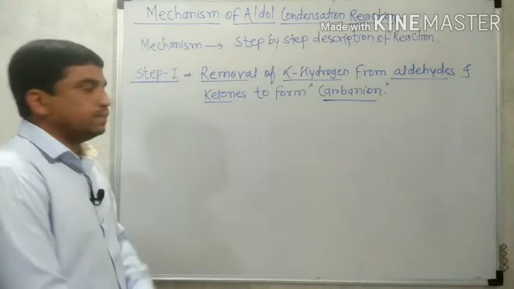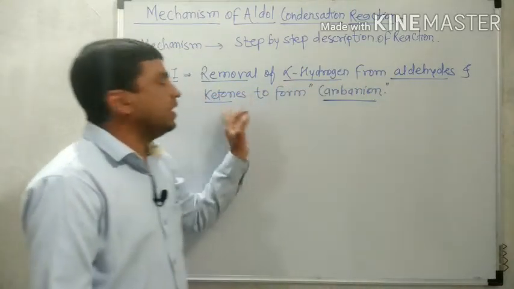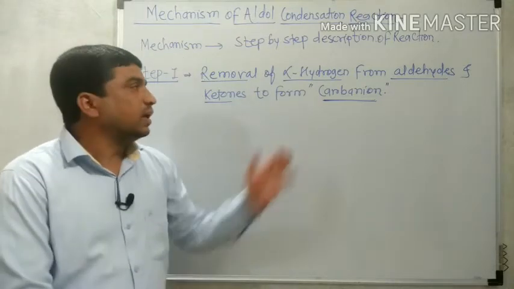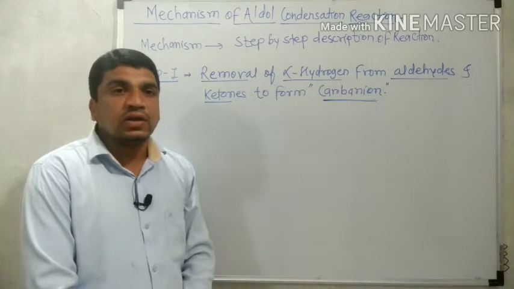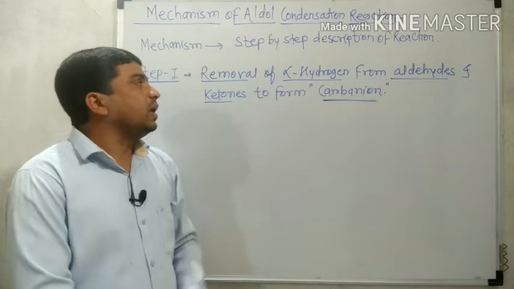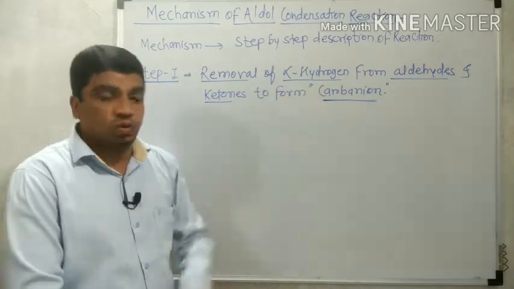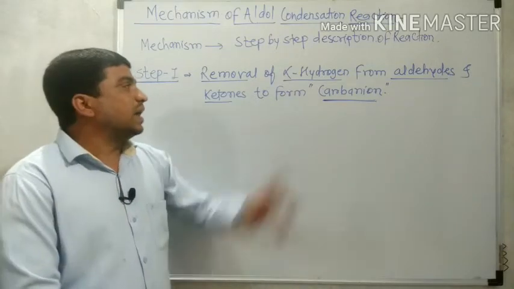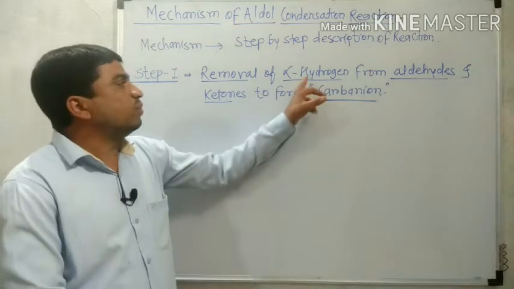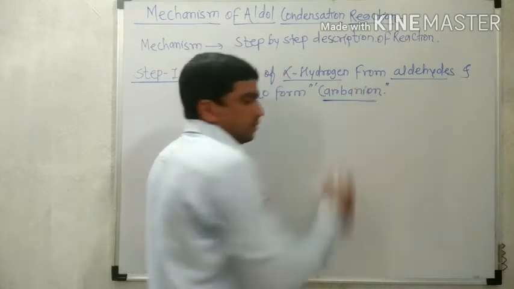Step one is the removal of alpha hydrogen from the aldehyde or ketone. We have discussed alpha hydrogen in the Aldol condensation reaction. In this first step, the alpha hydrogen atom of the aldehyde or ketone undergoing the reaction is removed, and after removal of that alpha hydrogen, a carbanion is formed.